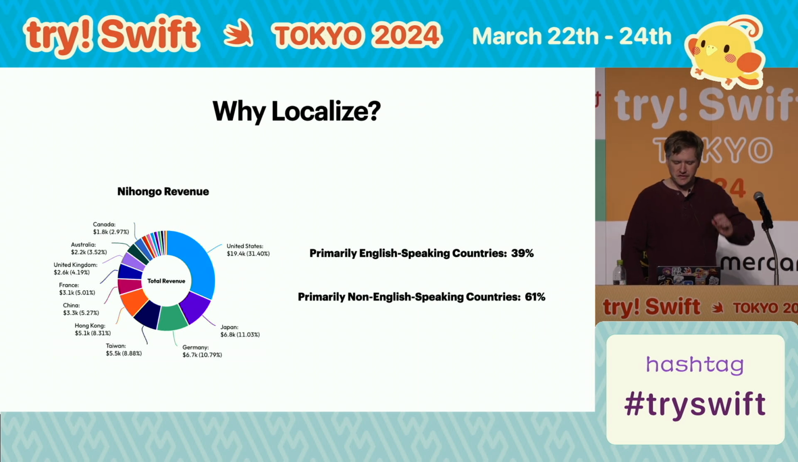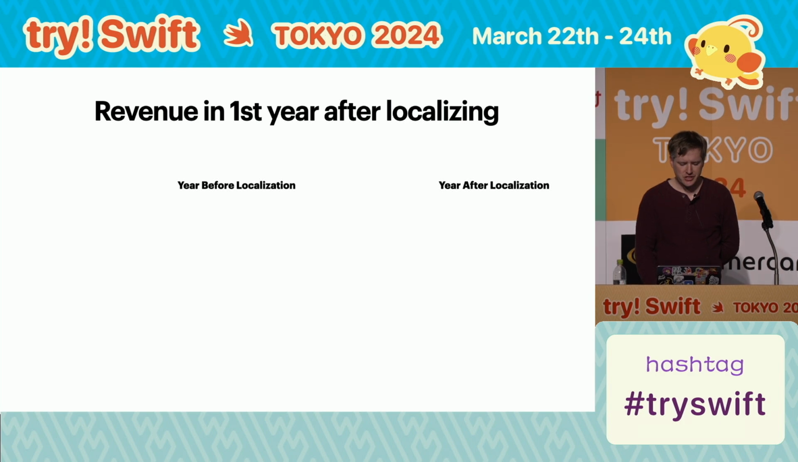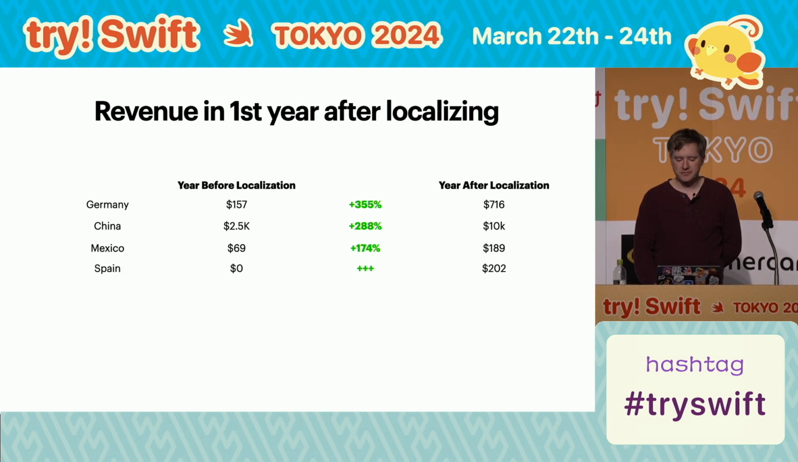And you might wonder if those sales would have happened even if the app wasn't localized. So I thought I'd share with you the revenue that my app brought in the year before I localized into each country's primary language and the year after. In Germany, my sales went up 355% year over year from before I localized in German to after. China was 288%, Mexico 174%. Spain I didn't have any sales before, and now it went up to $200.